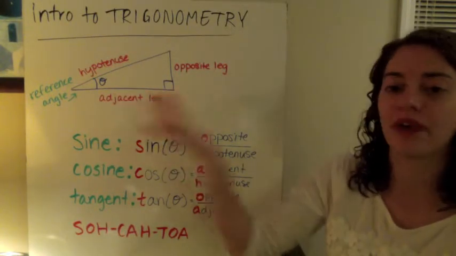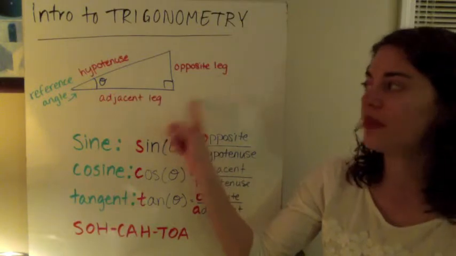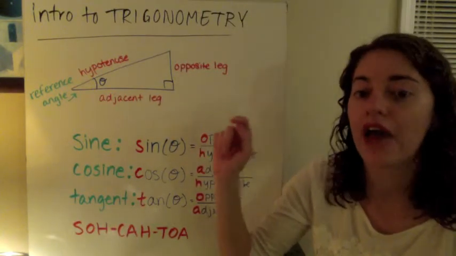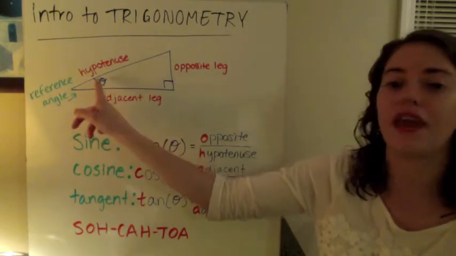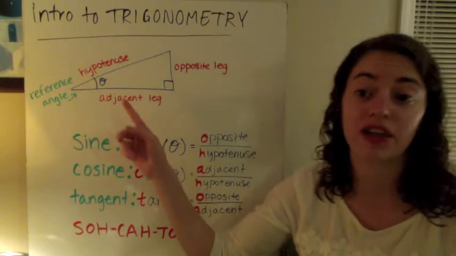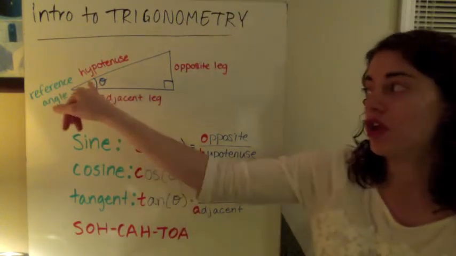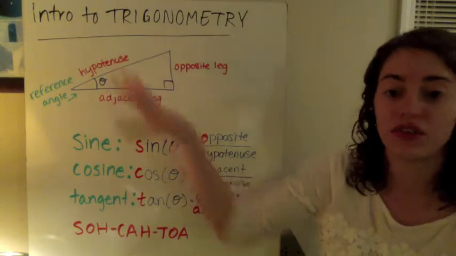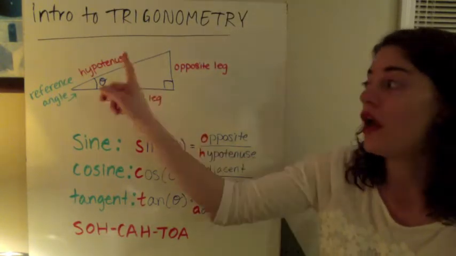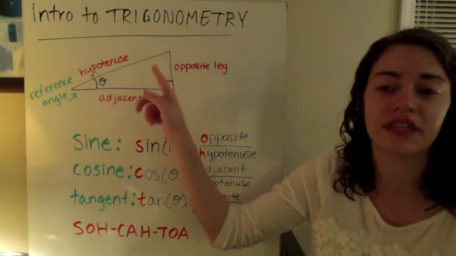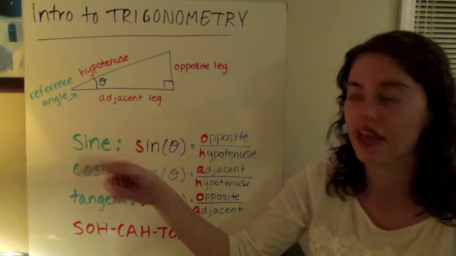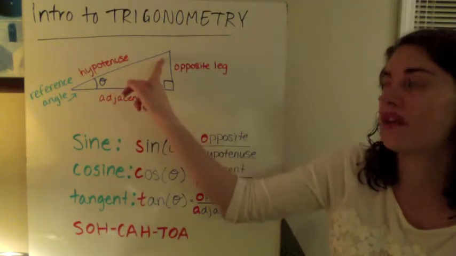So you'll be given a right triangle, and you'll also be given a reference angle. A reference angle is the angle that you're focusing on for that trig function. Your identities, and these laws that we're about to get to, are going to be different depending on which is your reference angle, whether it's maybe this one here or this one here.